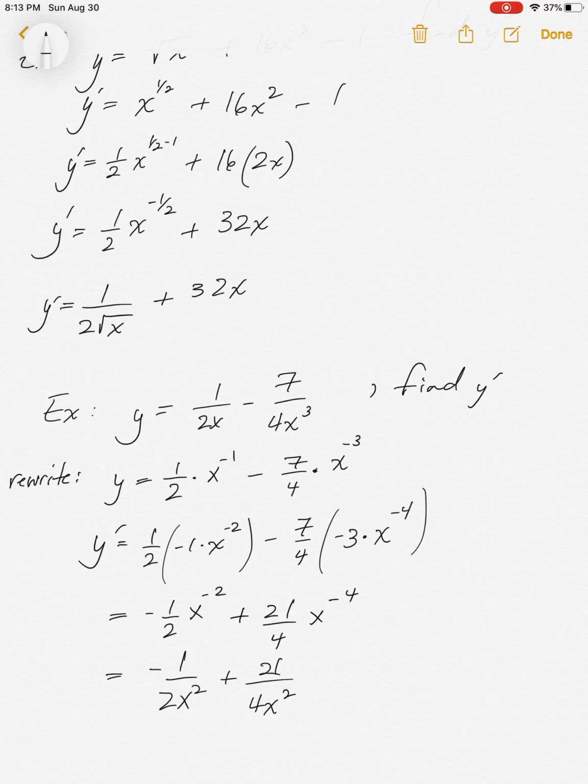That's just really making good use of your exponent rules from algebra. It'll save you a whole lot of time. Trust me. All right?